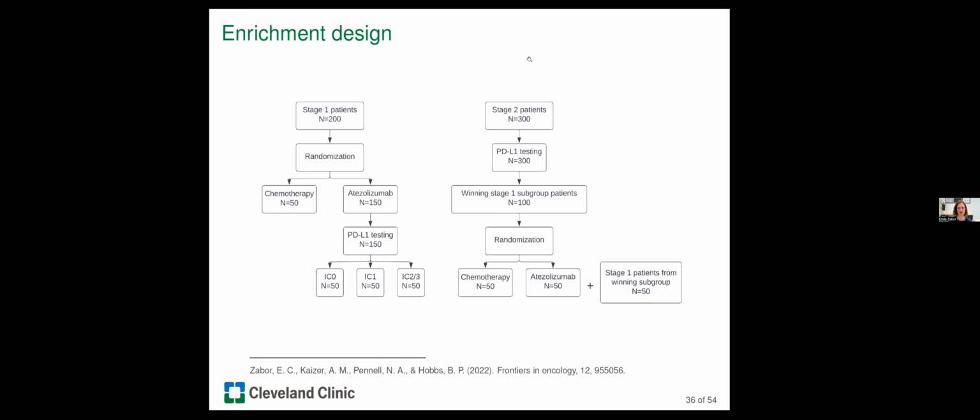So then in stage 2, you enroll all patients and conduct the biomarker testing, and then you retain only the patients who are part of the winning stage 1 subgroup, and then randomize those patients in a 1-to-1 ratio to either the standard of care or the treatment. And then we will pool the stage 1 winning subgroup patients with our treated patients and compare them to the chemotherapy arm or the standard of care arm.